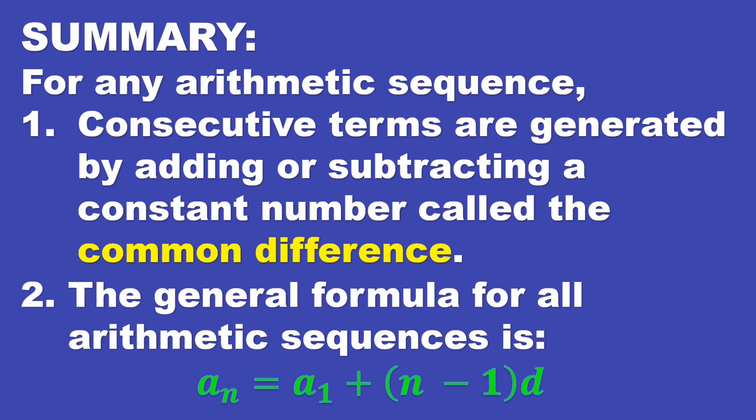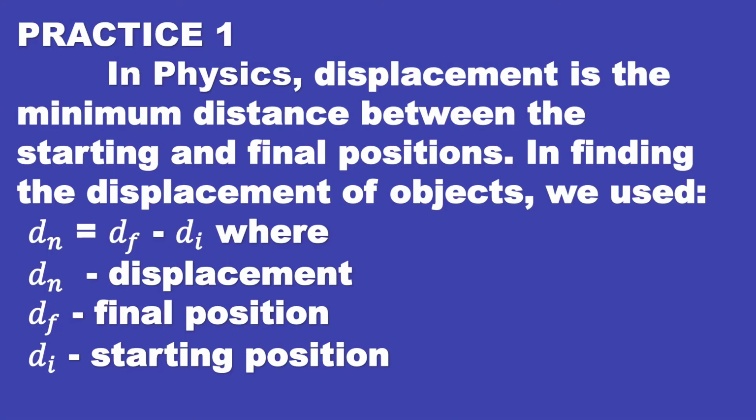number called the common difference. Number 2, the general formula for all arithmetic sequences is a sub n equals a sub 1 plus n minus 1 times d, wherein d is a positive number when you add a constant number from one term to another. And on the other hand, d is a negative number if you subtract a constant number from one term to another. To apply the concepts of arithmetic sequence, let's have these exercises.